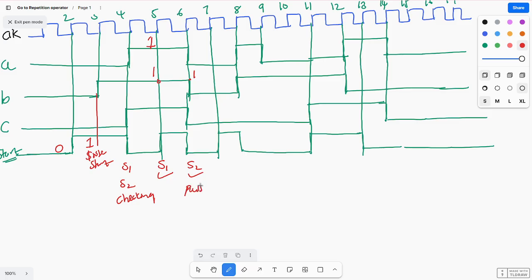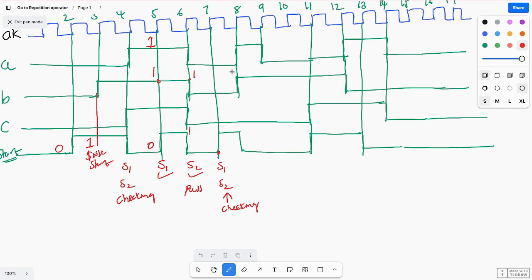Again, at the next cycle it will check. So here again there is $rose, start is going from 0 to 1, $rose start. During this cycle it will check. S1 and S2 both start checking.